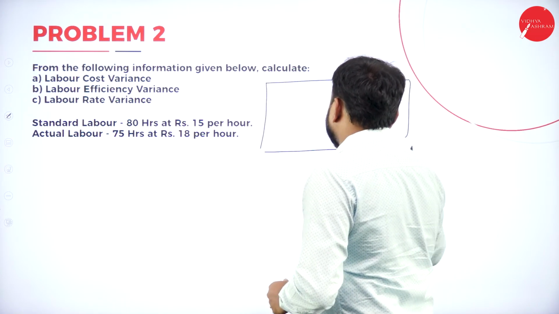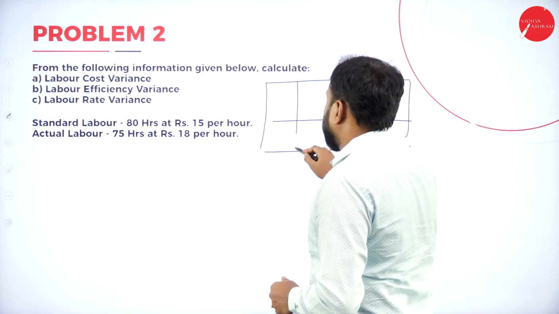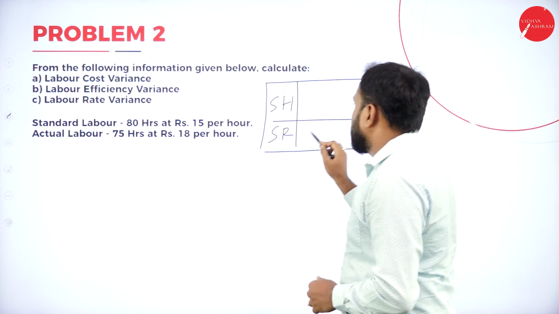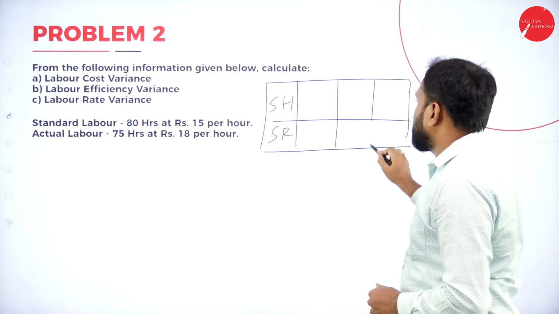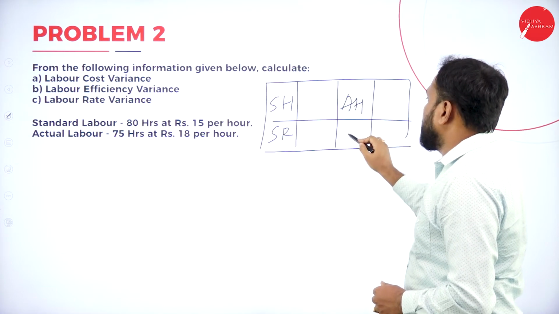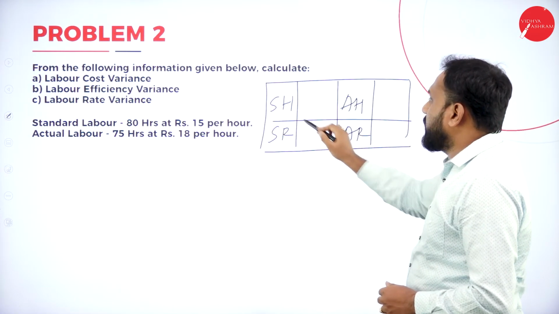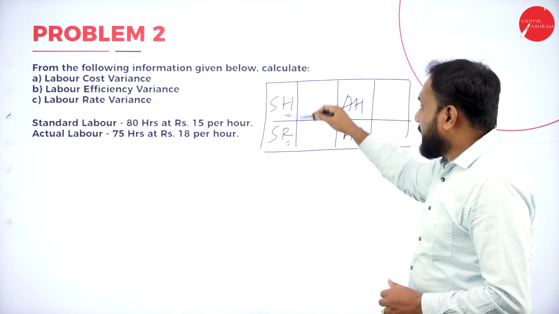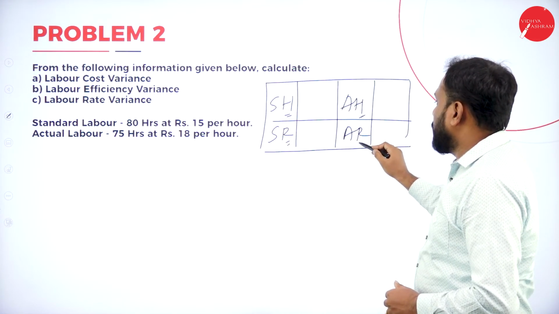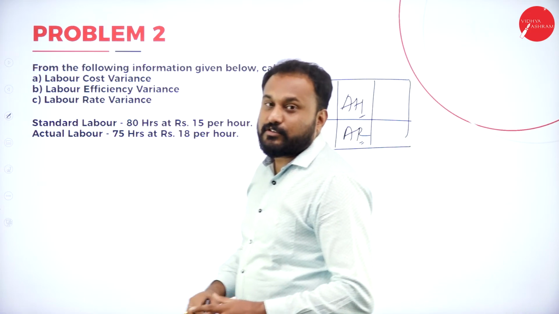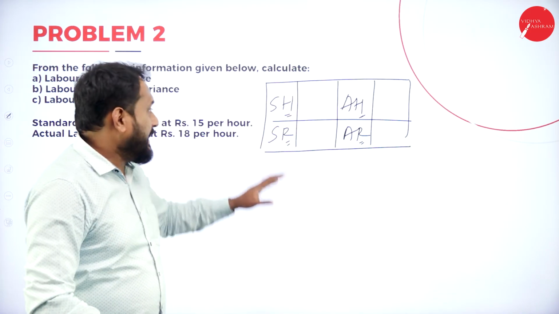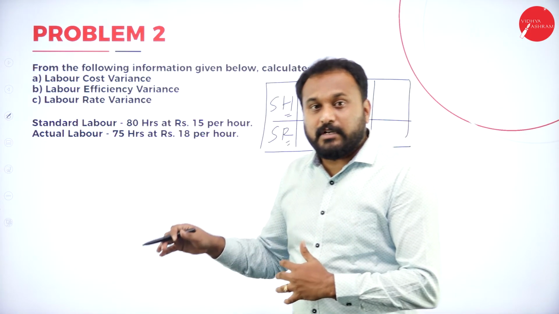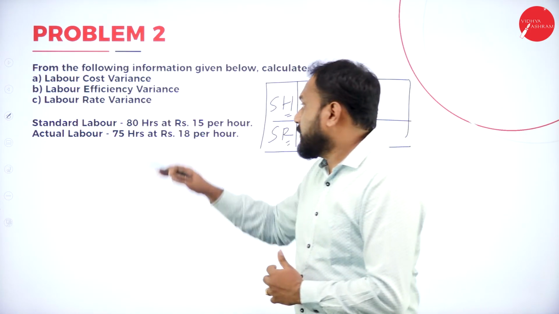When you prepare a box, here SH, SR, and here AH and AR. How to remember? Ritik Roshan. SH, SR, AH, AR, the H and R of Ritik Roshan. If you go with this Ritik Roshan concept, you will understand SH, SR, AH, AR. Now we will remember the formulas and go with what exactly it is.